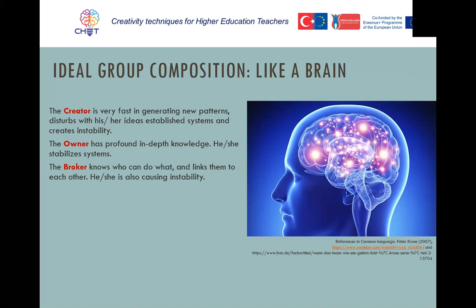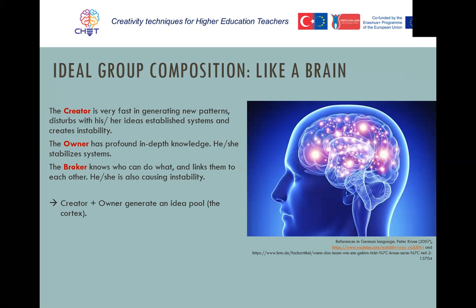Then you need another role, and that's the owner. And these are people who have profound and in-depth knowledge in a specific knowledge domain. They're also able to tell you what other people have already tried, what will probably work, what will probably not work. And then there is the broker, and the broker actually knows who can do what, and he can link people to each other. So he doesn't have in-depth knowledge, neither has he very creative ideas, but he can support the process of creativity and innovation through linking the right person to other right persons, right? And that's very, very important.